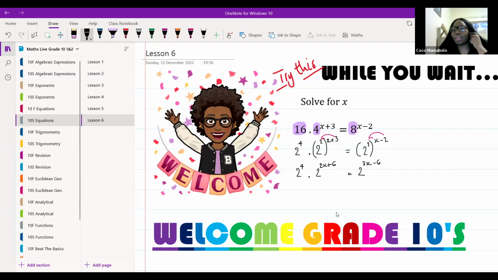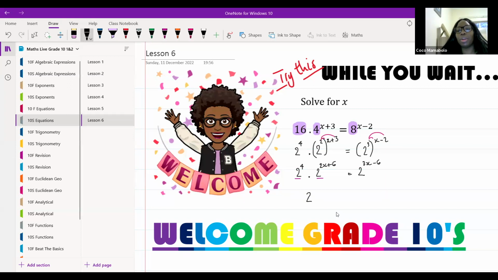Oh, and I think what we forgot here is that we need to add like bases. Like bases are being multiplied on this side. Therefore, we must keep the base and add the exponents. I will forgive that you forgot there was a 16, but the rest of it was correct. You were going to get marks for method.